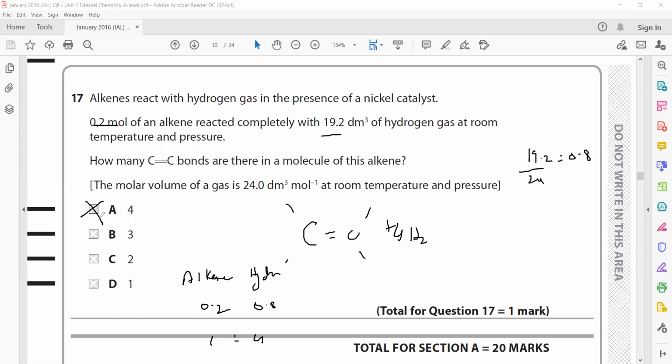So this was January 2016, Unit 1 of IAL Chemistry.